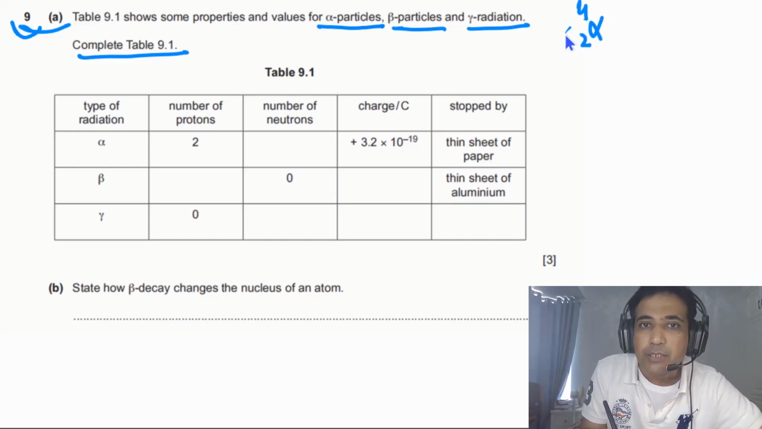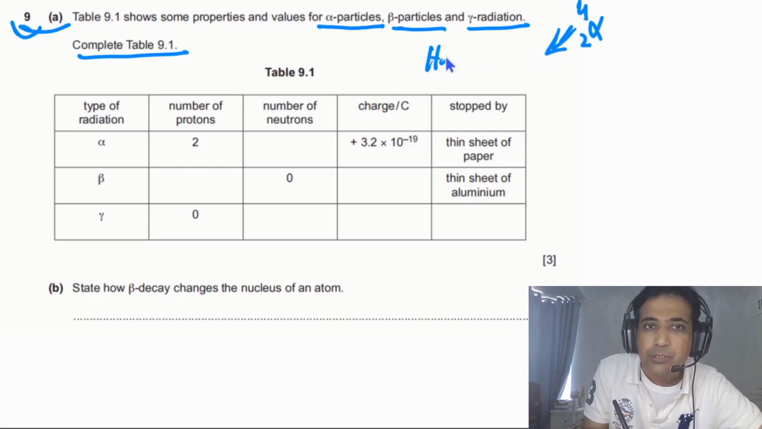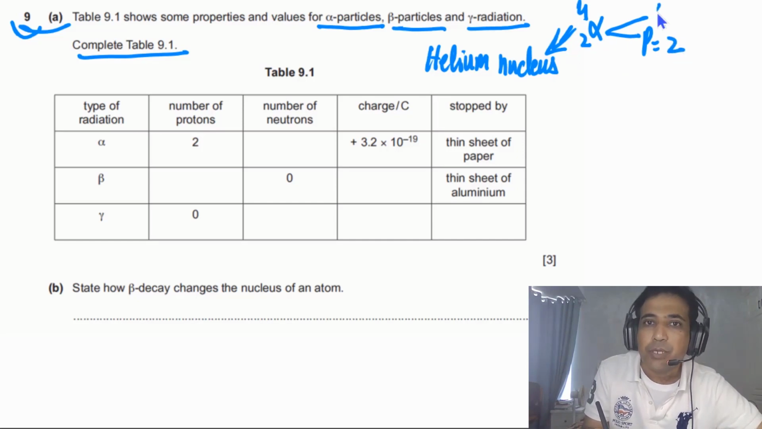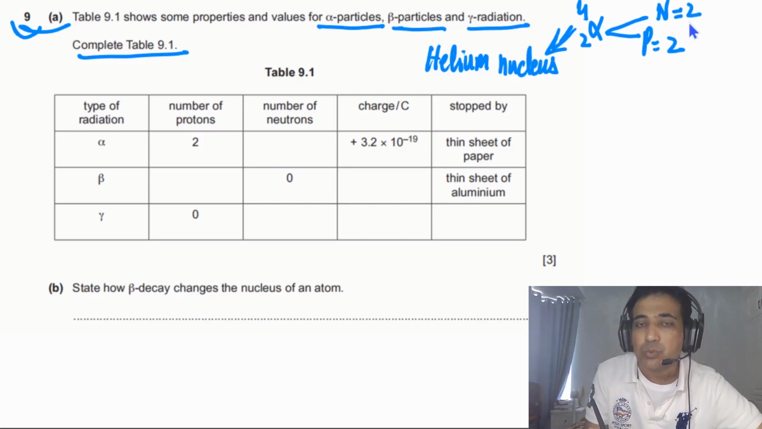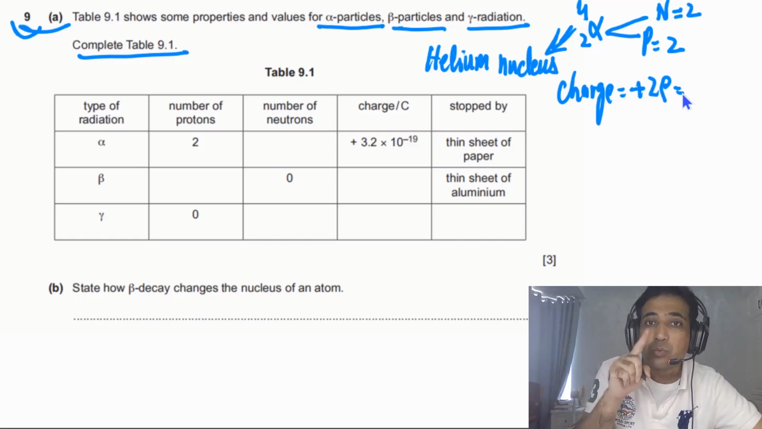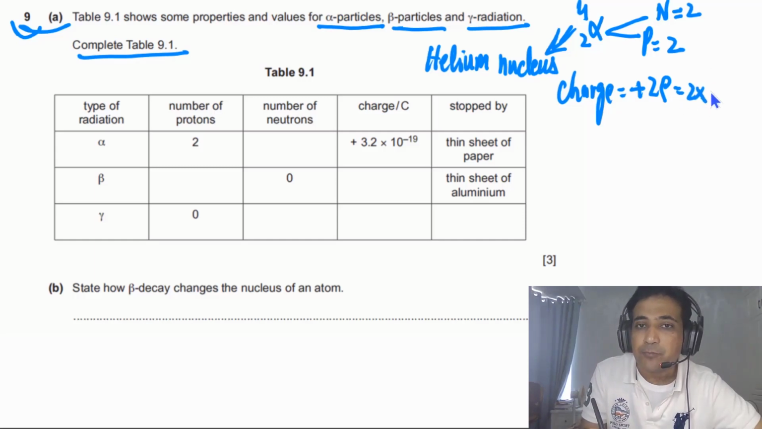We have alpha particle, and alpha particle is simply a helium nucleus. So very important point, you need to understand what is alpha particle. Alpha particle is just simply a helium nucleus. So it has no electrons. And alpha particle consists of 2 protons because atomic number is equal to 2, and mass number is equal to 4. So 4 minus 2 is equal to the number of neutrons. So it has 2 neutrons. And charge on alpha particle is equal to plus 2e. This is equal to the charge on 2 protons. And elementary charge 1e is equal to 1.6 times 10 to minus 19 coulombs.